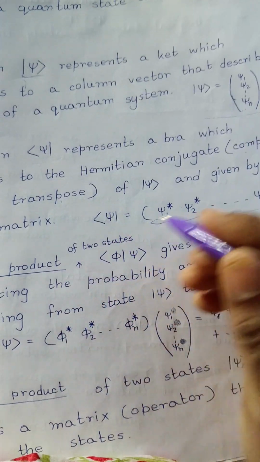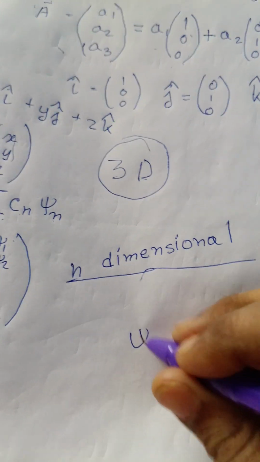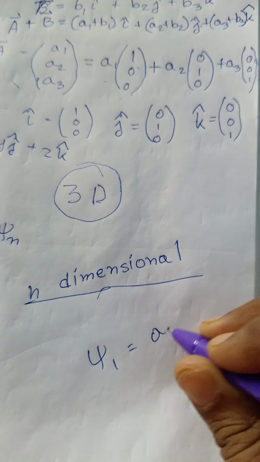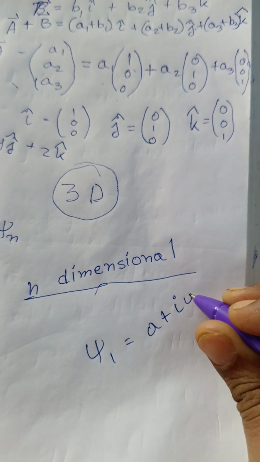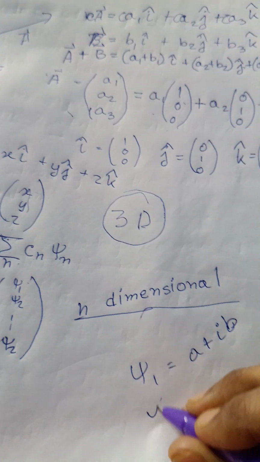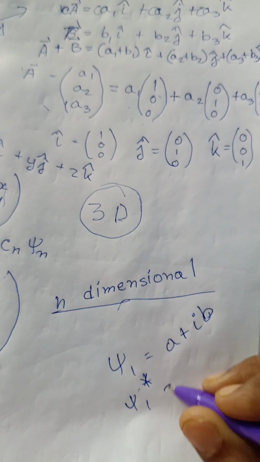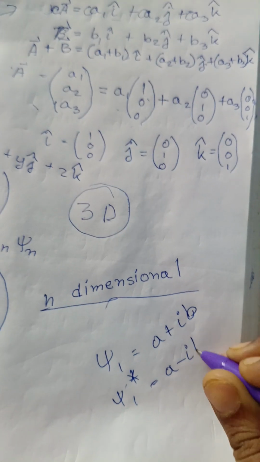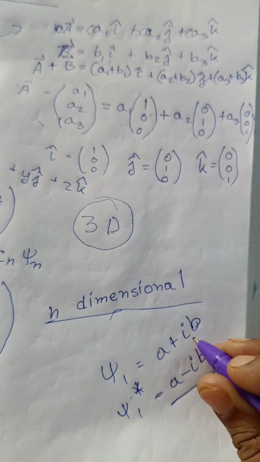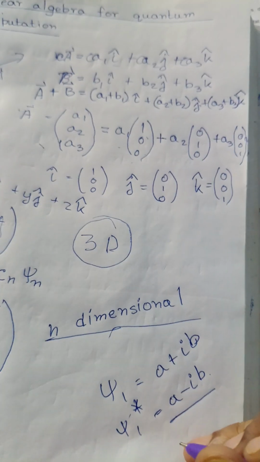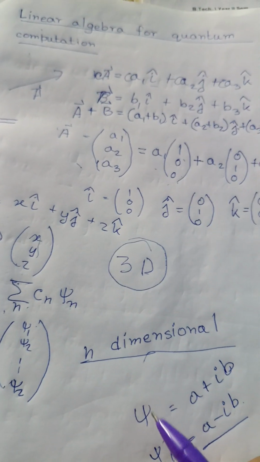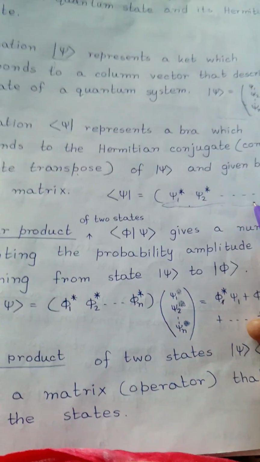You already know complex conjugate means if, say, psi 1 is A plus iB, then psi 1 star will be A minus iB. So, this is complex conjugate. The sign of the imaginary part is changed. So, these complex conjugates will make the elements of the row matrix in case of Bra psi.